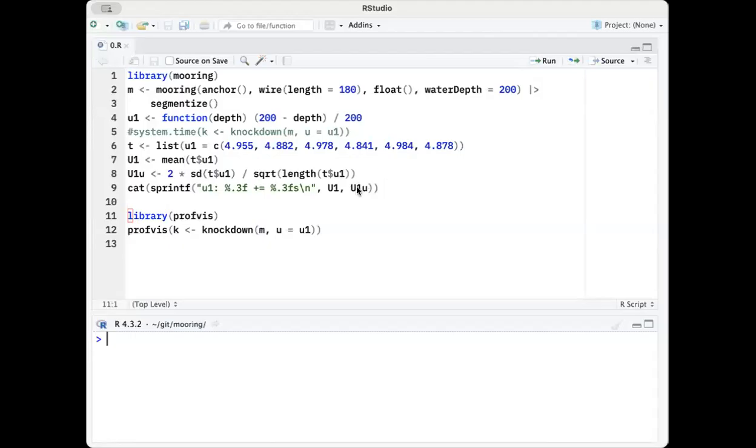Hi, this is a video showing an example of using the profiling function called profvis, profile visualization, in the R language. I'm going to talk to you just very briefly about what this code is doing. I'm simulating an oceanographic mooring that's being knocked over.